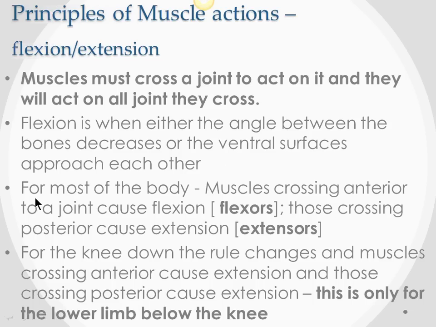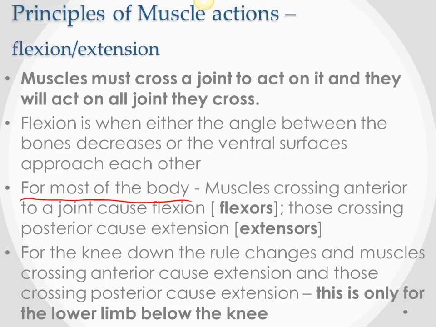Now, as I said, it says here for most of the body, because that means there must be some areas in the body where this rule does not apply. It applies for most of the body. I showed you in the case of the upper limb, in front of the elbow, in front of the wrist, in front of the digits, they'll be flexors. If they cross behind, they'll be extensors.